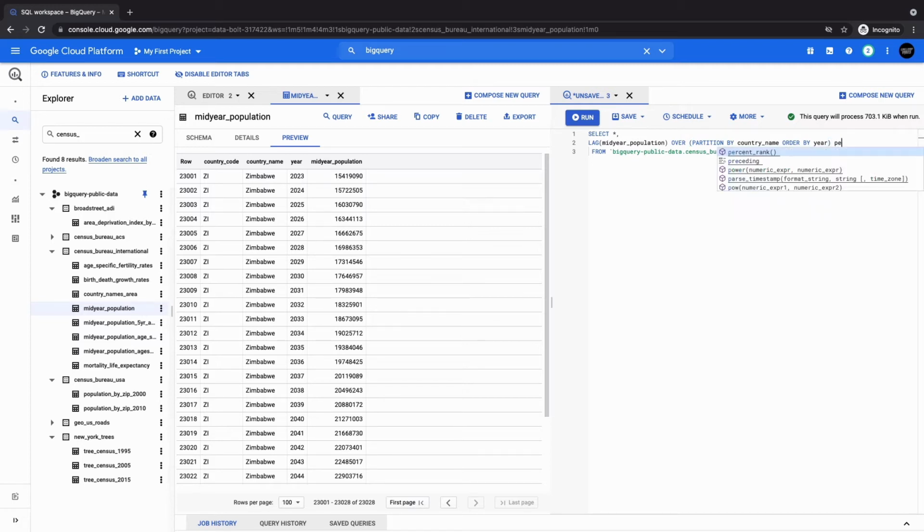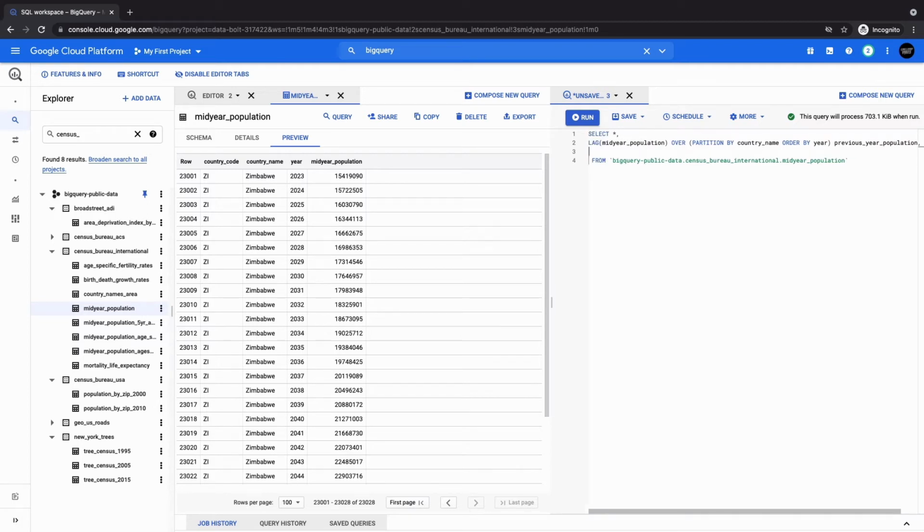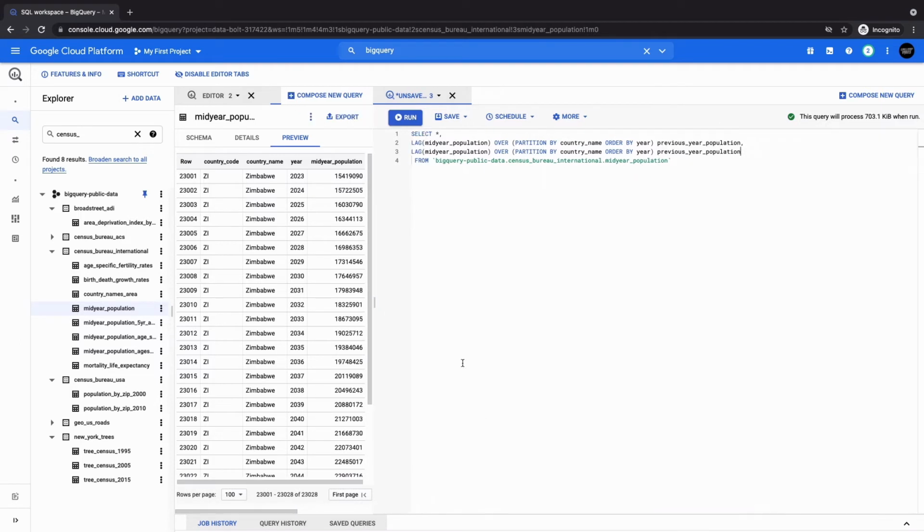And this is the same case for this particular use case. So here we could say previous year population. And then you want to also do the same to get the next year population. And so here, you have the lead, right? And so when you run this query, what do you get?